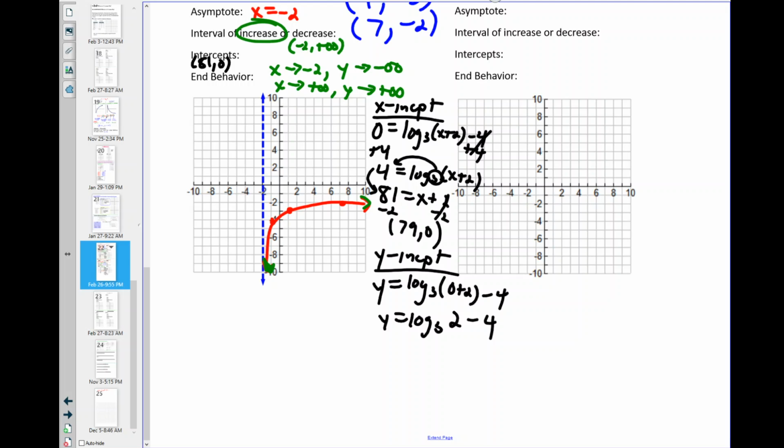Okay, I'm having trust issues right now. Let's see. Log 2 divided by log 3 equals minus 4 equals, I'm getting a negative 3.37. It's Randy's fault. So 0, comma, negative 3.37.